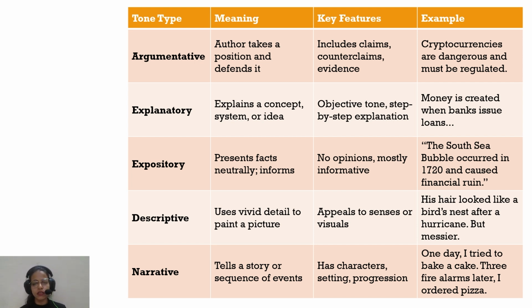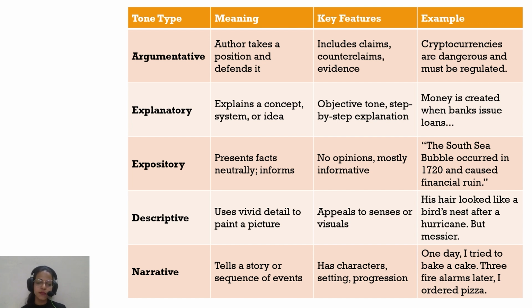So descriptive is like you're trying to paint a picture. Sometimes when you're describing something, you went to some place and you describe to your friend how that place was. I mean, it was a beautiful landscape. It had mountains, it had grass, a river flowing, those kinds of things. So this is describing a landscape. So for example, you tell your friend that his hair looked like a bird's nest after a hurricane. So you're describing somebody's hair.